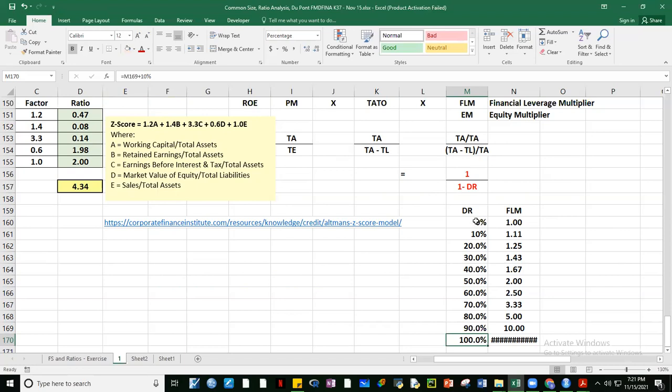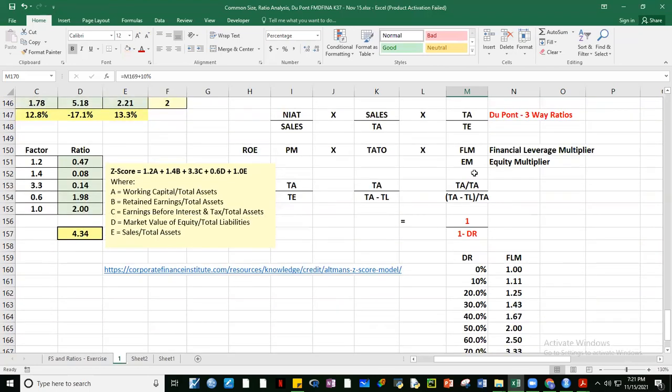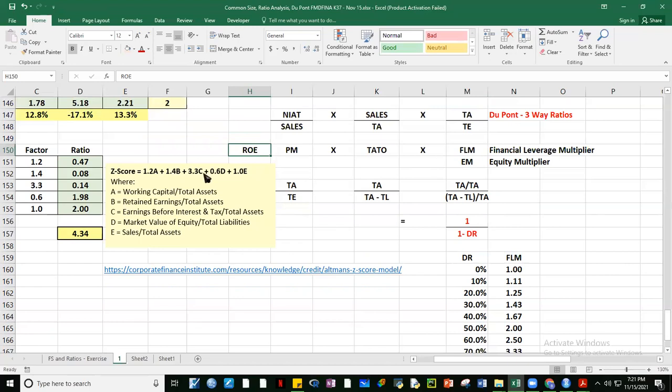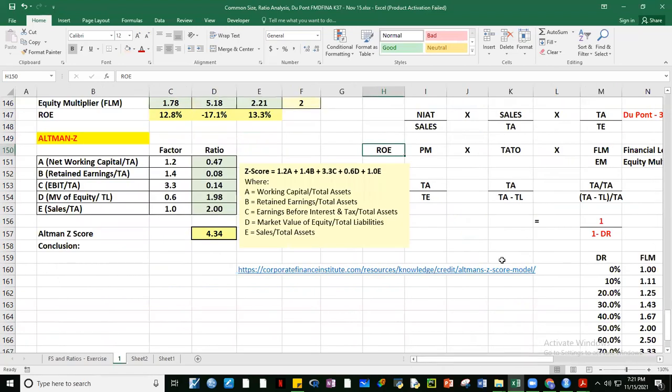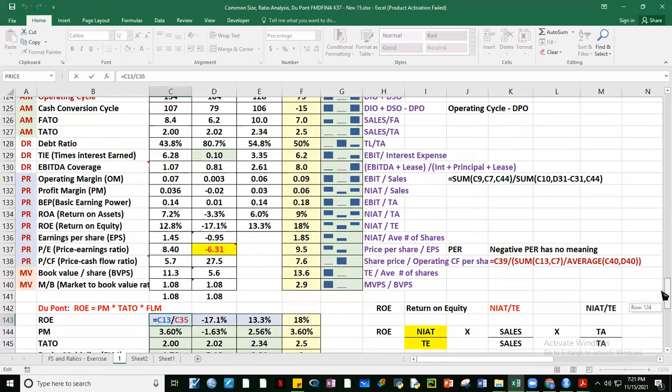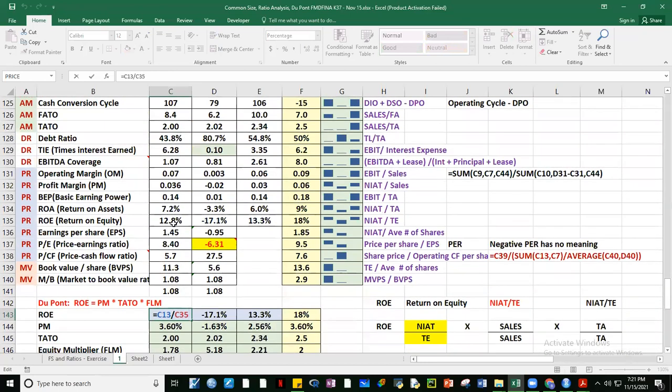So pag dagdagan natin guys yung debt ratio, ano nangyayari? Tumataas yung FLM natin. Pag tumaas yung financial leverage multiplier natin, tataas yung ROE natin. Okay, so ang sinasabi nito, use debt. Kung pwedeng pataasin yung utang compared to equity, okay yon kasi tataas yung FLM natin, tataas yung ROE. No? So that's what this means, yung FLM na to. Okay? So, okay, going back here to ROE. No? Ito guys, kinopya lang natin sa taas to. No? Okay, or you can, kasi may ROE na tayo dito, di ba? Yung return on equity ito, 12.8, negative 17.1, at saka 13.3.